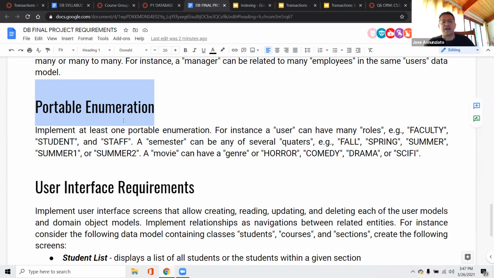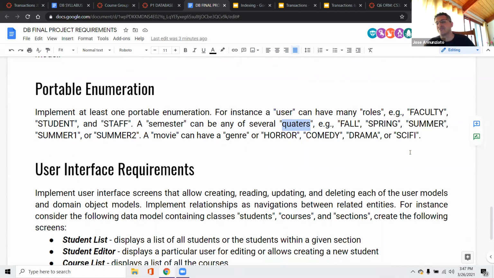So roles could be faculty, student, and staff. A semester could have different quarters, and the quarters can be fall, spring, summer 1, summer 2. Movies can have a genre. They can have horror, comedy, drama, sci-fi. So those are all examples of enumerated data types.